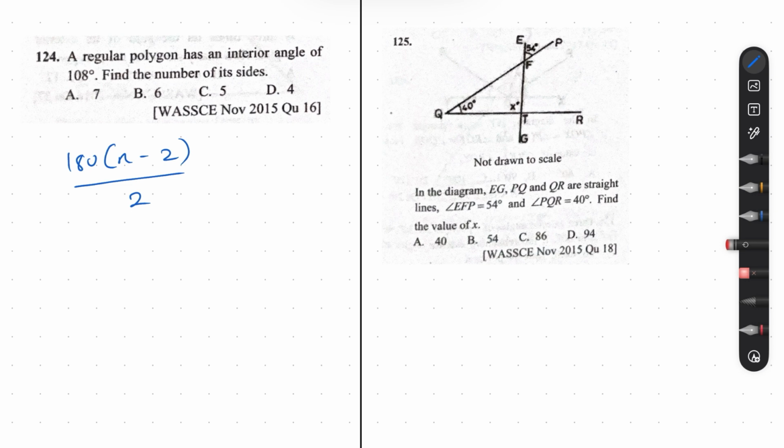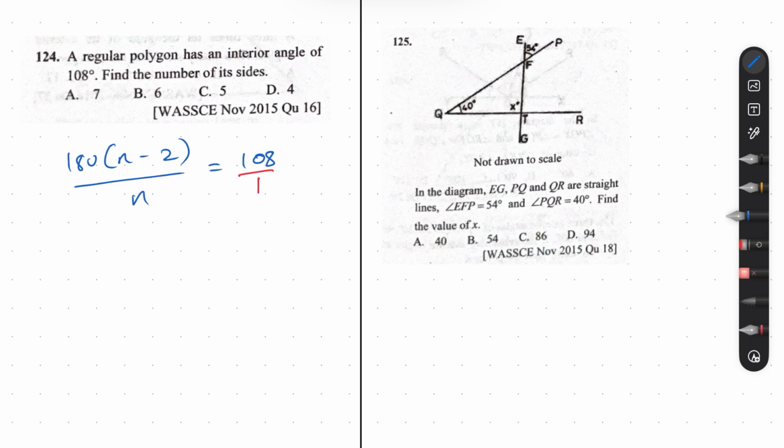Okay, now we've been given that this regular polygon has an interior angle of what? 108. So we need to equate this to 108. Okay, cool. Now we just need to solve for n. No, this is not 2, this is n. Sorry, n. So we just need to solve the equation for n, right? So we know that this is the same as 108 over 1. So we just cross multiply.